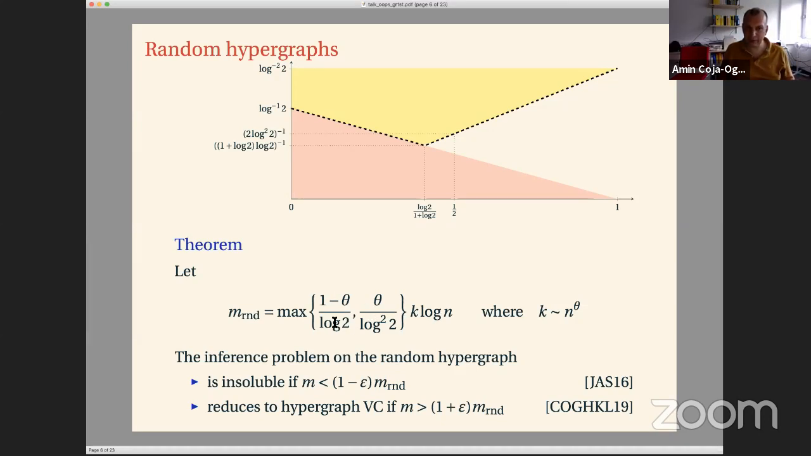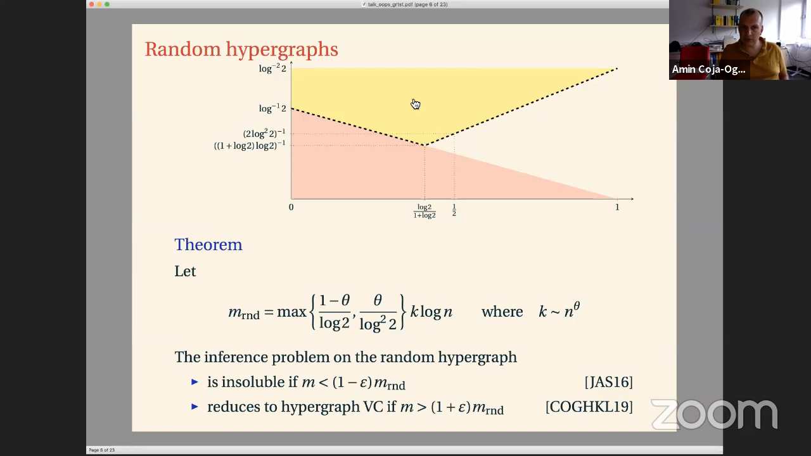And it turns out that this function here marks the threshold where the group testing problem can be solved information theoretically on this random hypergraph test design. So in particular, Johnson, Aldrich, and Scarlett proved that your group testing problem is information theoretically impossible to solve if you conduct fewer tests than this. So if you conduct fewer tests than this, your random hypergraph does not do the trick. This particular test design is not going to be sufficient to solve the group testing problem.